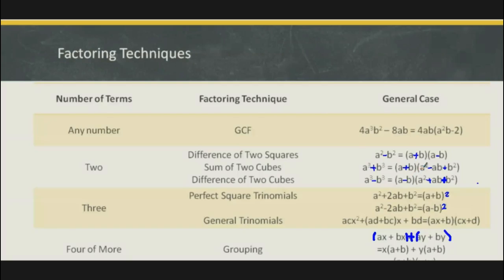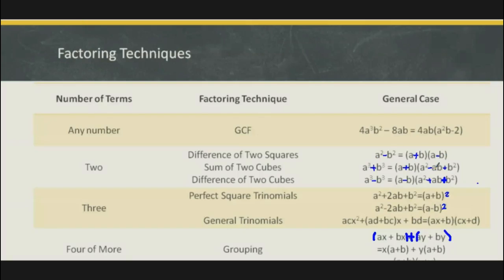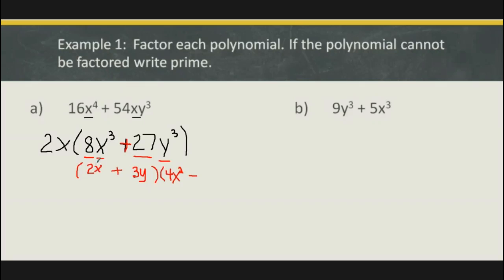And then it's a squared. So 2x squared becomes 4x squared. If this is a positive, then in the sum of cubes formula, the next term is negative. The middle term is a times b. So you're going to multiply 2 times 3 to get 6xy.